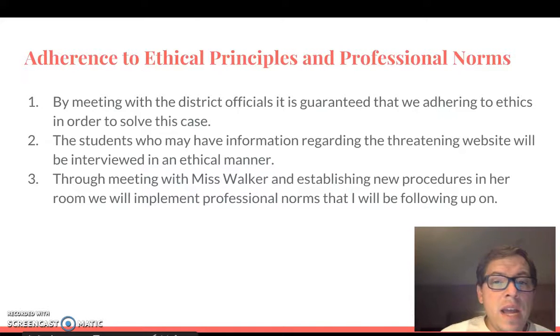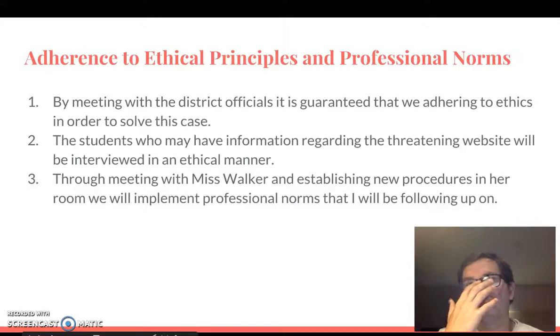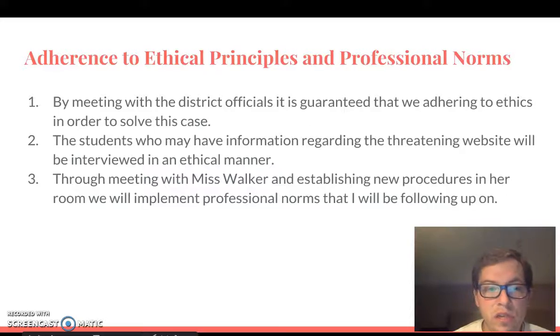Second, the students who may have information regarding the threatening website will be interviewed in an ethical manner. If this is the route we go, that the district decides, then the students that are interviewed will be interviewed fairly and with notification of the families. Lastly, by meeting with Ms. Walker and establishing new procedures in a room, we are implementing professional norms that I'll be following up on, and hopefully that she follows up on in the future as she continues her teaching career.